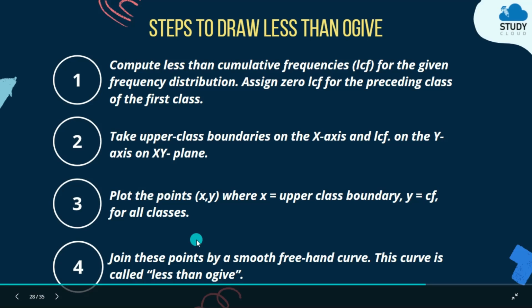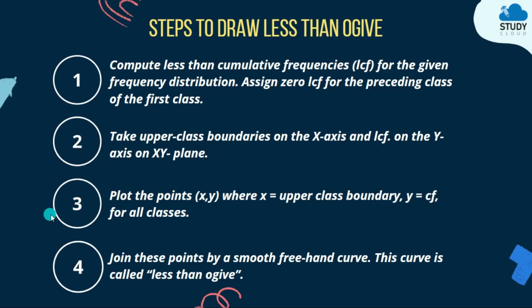Then the next step is plotting the points as given in the question. Fourth is to join these points by a smooth freehand curve. Whatever points we plot, we have to join all of them by a smooth freehand curve. You can do it with a scale or without a scale, but it should be in a proper manner. This curve is called the less than ogive. So the first part is about the less than ogive. Remember the second and third points are important here because they are concerned with the upper class boundaries. So remember the upper class boundaries.